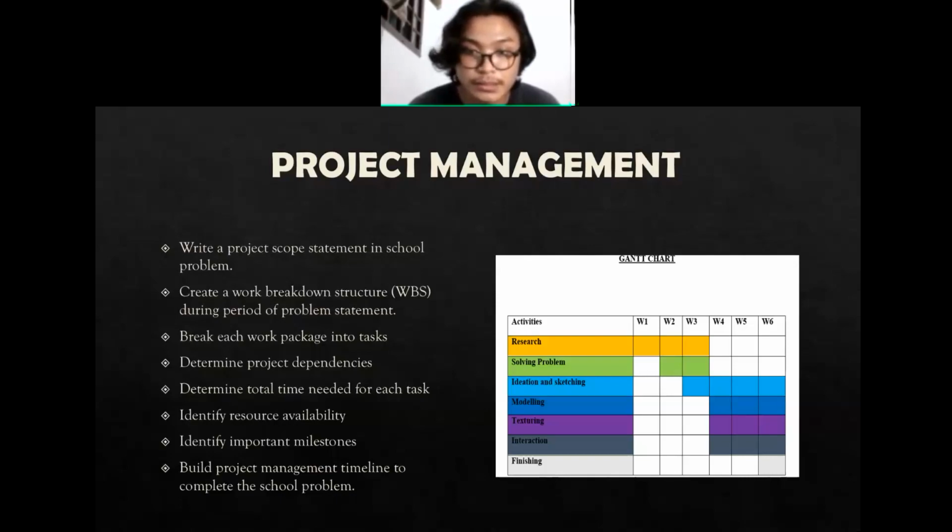The figure on the right is a Gantt chart. This is how we want to solve a problem statement. Firstly, we must do research. Second, how to solve the problem. Third is ideation and sketching. Fourth is modeling. Five, texturing. Six, interaction. And seven, lastly, finishing.